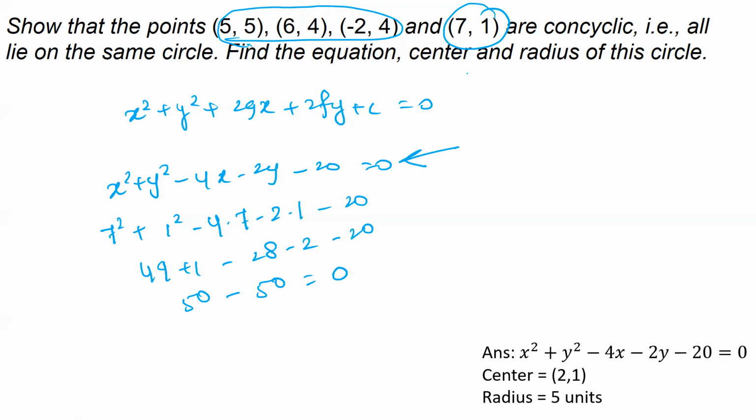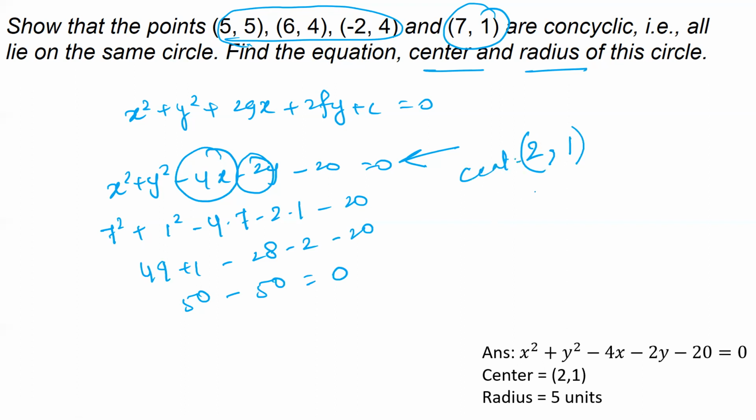And now we just need to find the center and the radius of the circle. So what is the center? We know that for finding the center, the trick is just divide by 2 and change the sign. So my center will be: dividing by 2 gives minus 2, changing the sign gives 2. And also divide by 2 and change the sign here as well. Dividing by 2 gives me minus 1, changing the sign gives me 1. So this is the center of my circle.